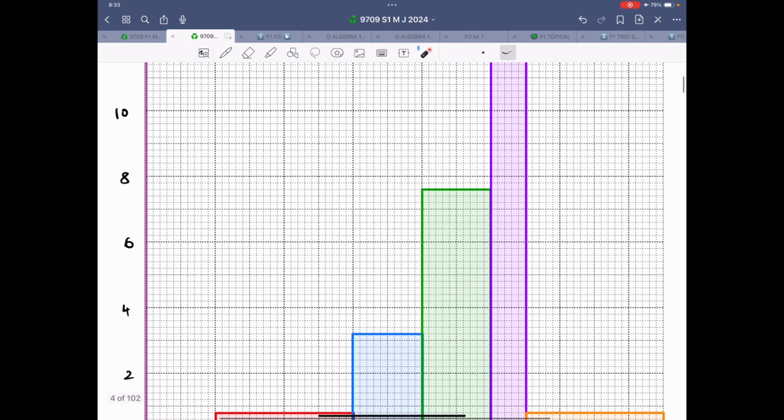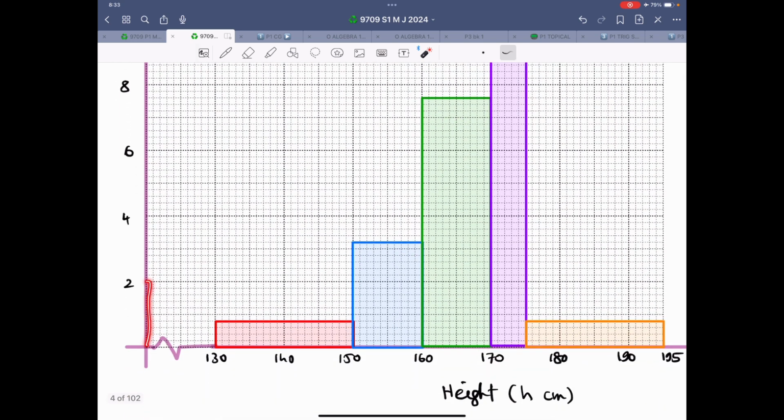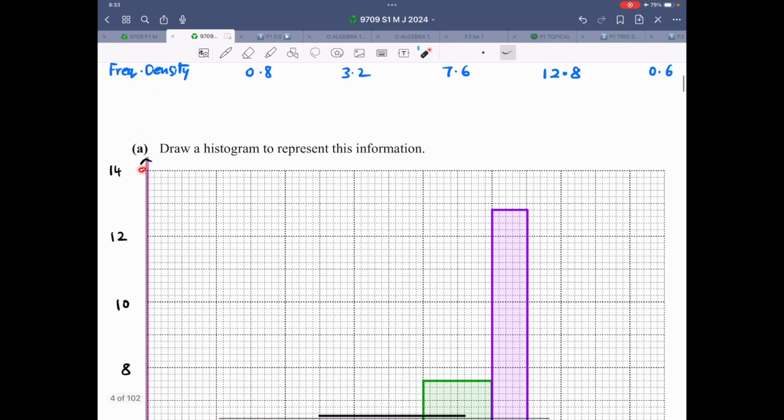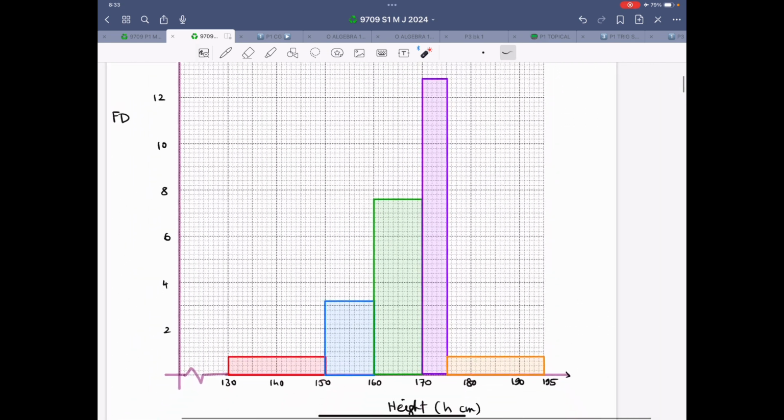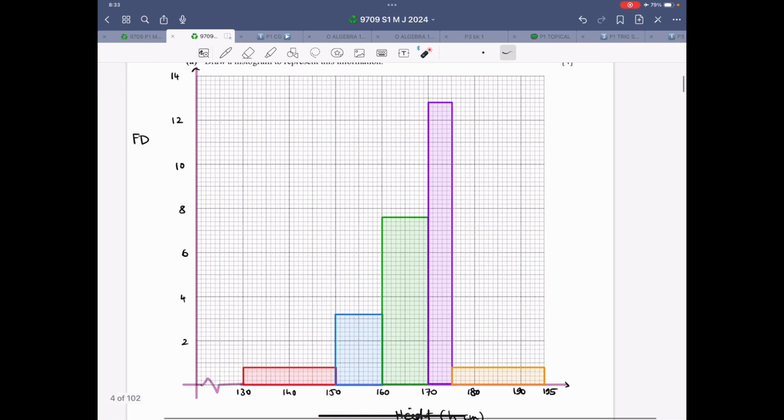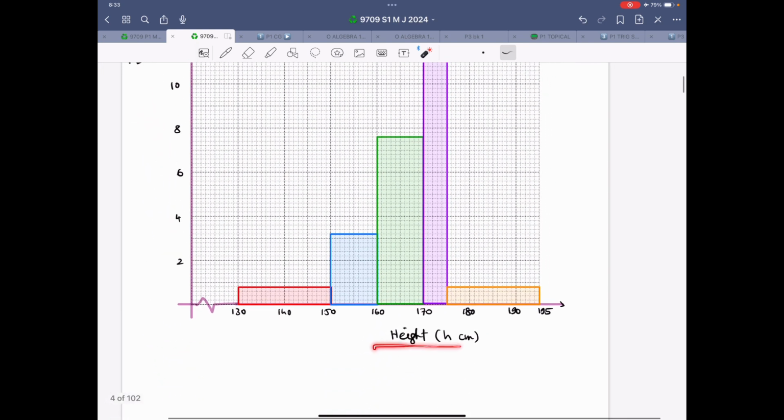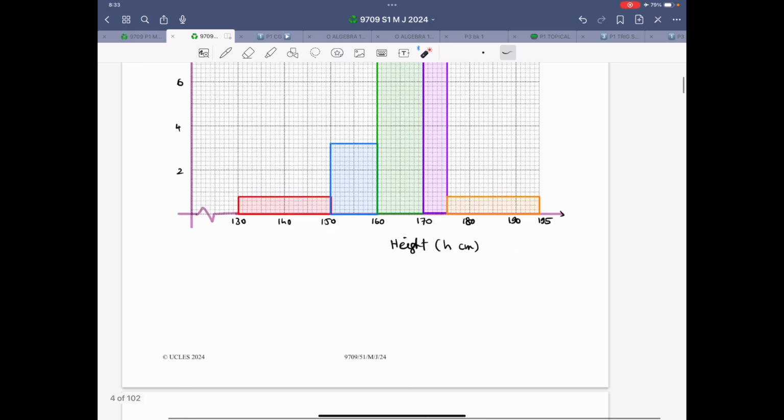Okay, and what about the y-axis? So I'm taking this as 2 units because I can go all the way till 14. I just have to go till 12.8. And then the rest of the story is pretty simple. Frequency density on the vertical axis, height, which is the class boundaries, on the horizontal axis. I have drawn 5 bars, pretty simple.